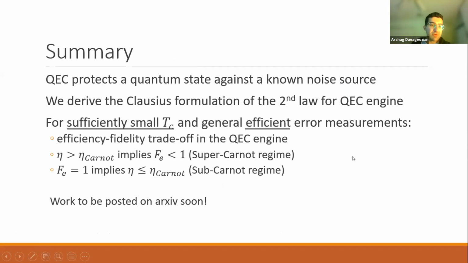And then the main result is that for a sufficiently small temperature and for efficient measurements, you can claim that there's a trade-off between the efficiency and the fidelity of this engine. More specifically, if you operate in the super-Carnot regime, you're going to experience a drop in fidelity. And if you want to have a perfect fidelity, you have to operate in the sub-Carnot regime.